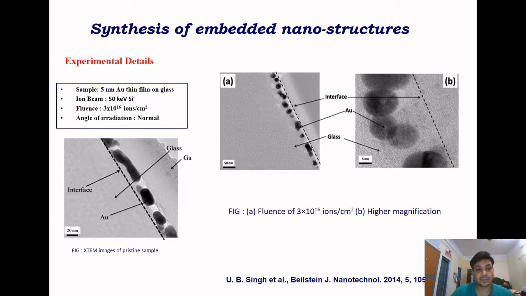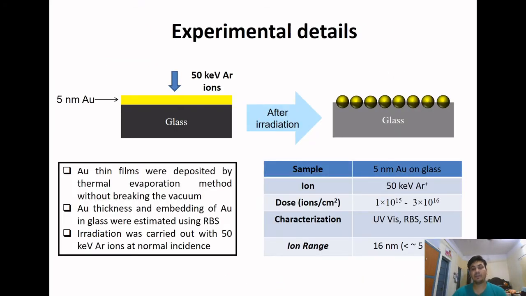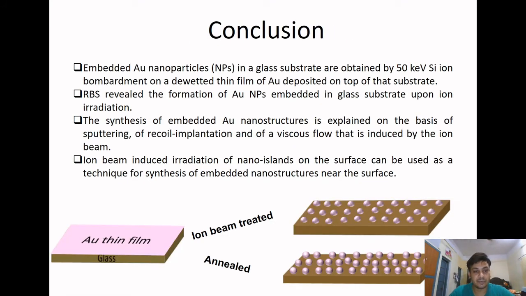And recently, in 2014, I published one paper in the Palestine Journal of Nanotechnology, where we created gold nanostructures which are fully embedded. Our aim was to first deposit a 5 nanometer thin film on glass, then irradiate with 50 keV, and then analyze with different parameters. In the conclusion, I want to say that embedded gold nanoparticles in the glass substrate are obtained by this 550 keV ion irradiation.